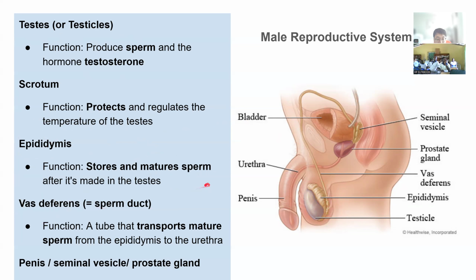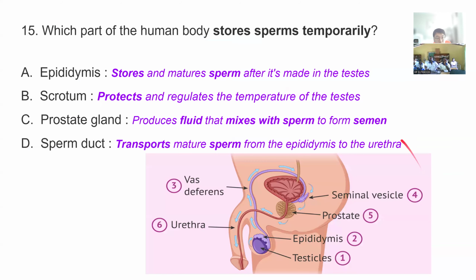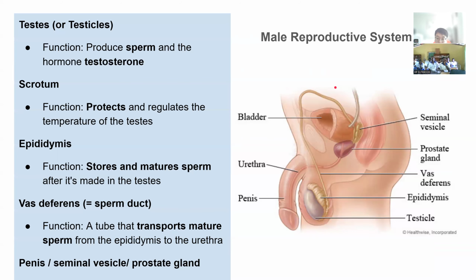And the vas deferens, also called the sperm duct, is a tube that transports mature sperm from the epididymis to the urethra. Just over here. These were the general functions of parts of the male reproductive system.